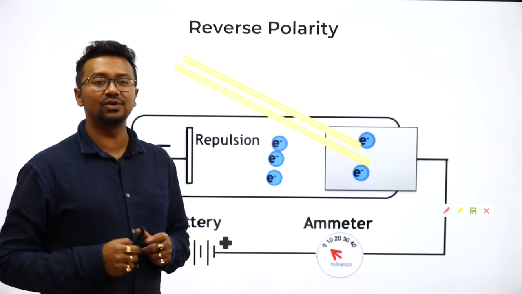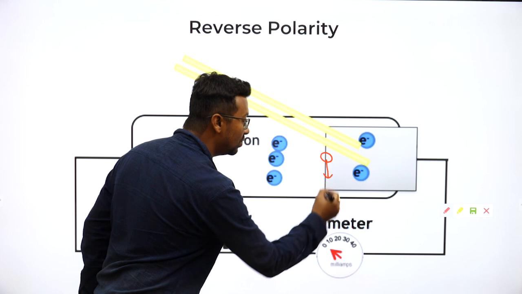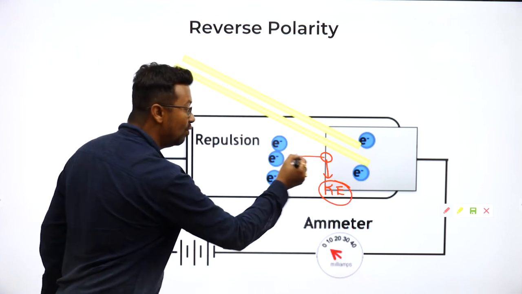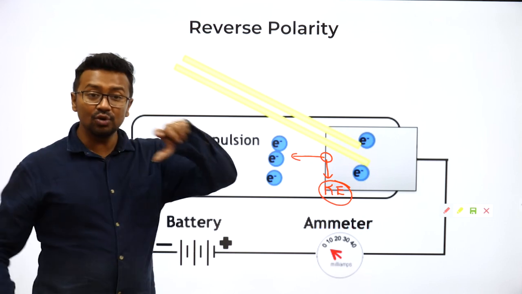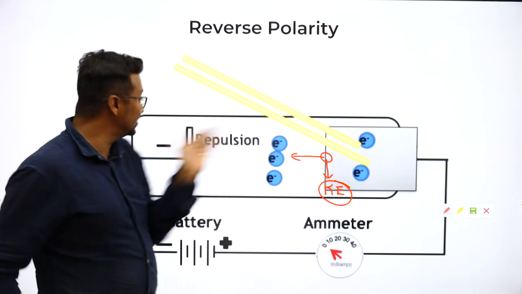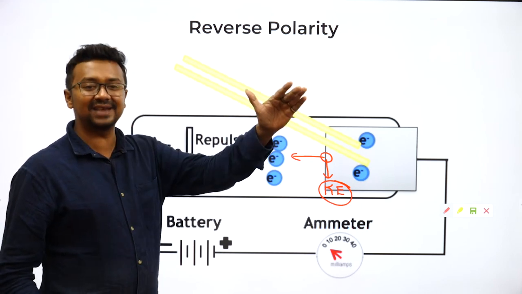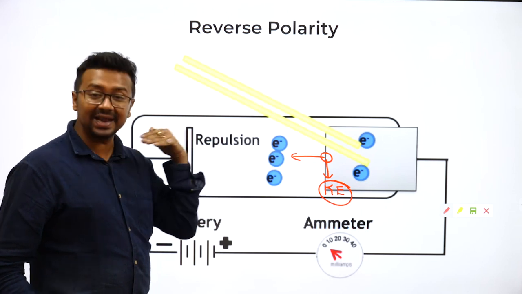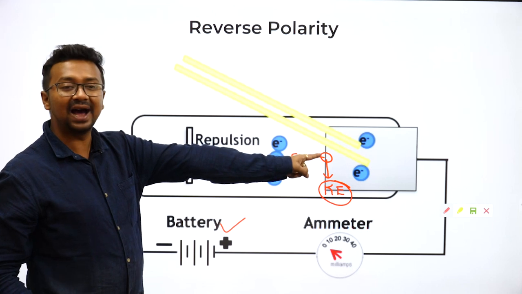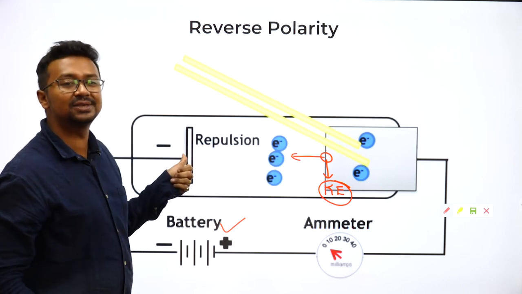So this became negatively charged and this became positively charged. As a result, what happens? There must be an electron with a certain amount of kinetic energy, and it must be moving in this direction. But due to the reversal, it is now going to repel it, because it has negative charge. But to what extent should the voltage be applied so that this highly energetic photoelectron is not able to reach this particular point?